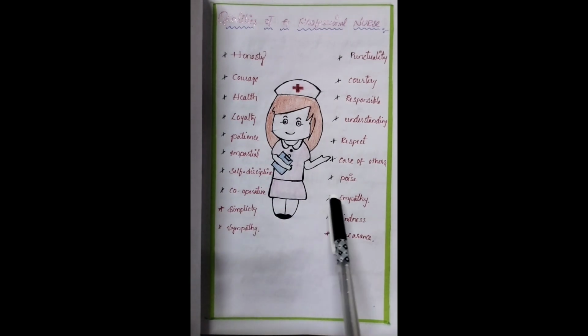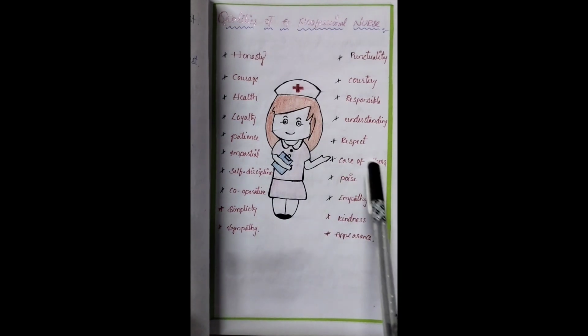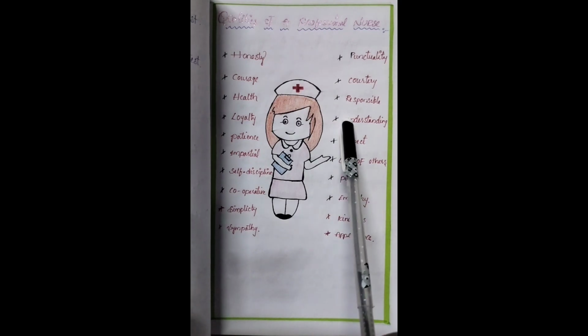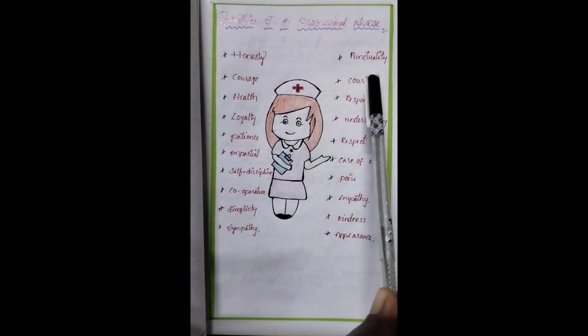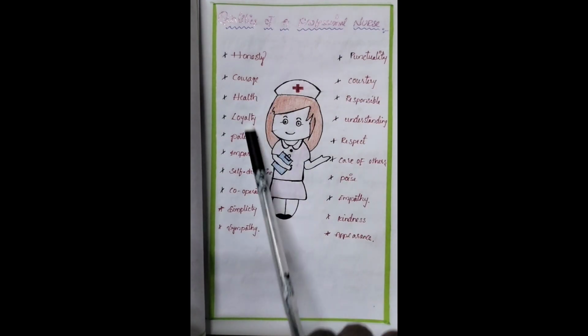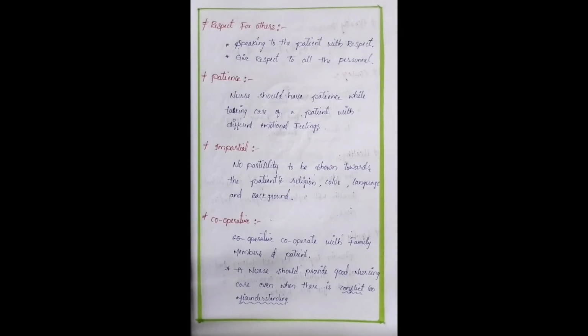Appearance, kindness, empathy. What is the meaning of empathy? I told you. Next, poise, care of others, respect, understanding, responsible, courtesy, and punctuality. These are the qualities of a professional nurse. Are you going to be a professional nurse? Okay, now I am going to explain some of the qualities of a nurse in depth.